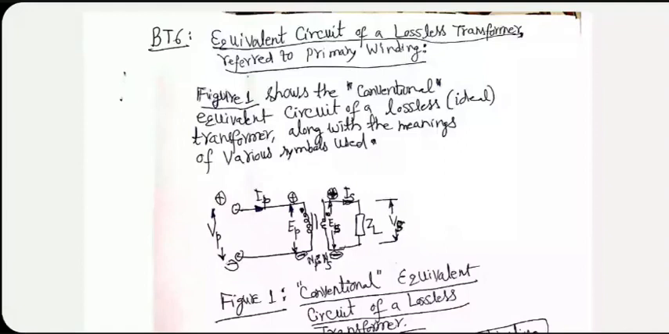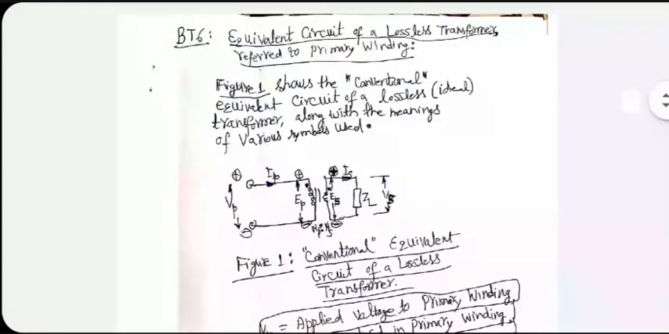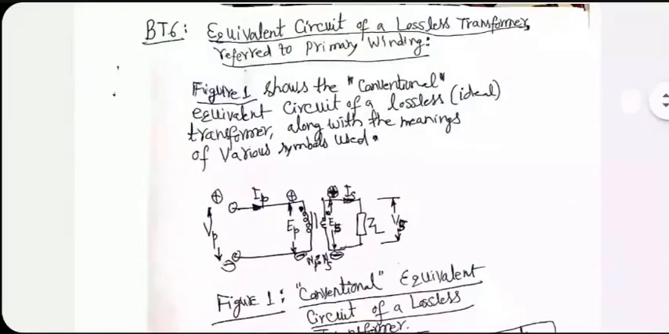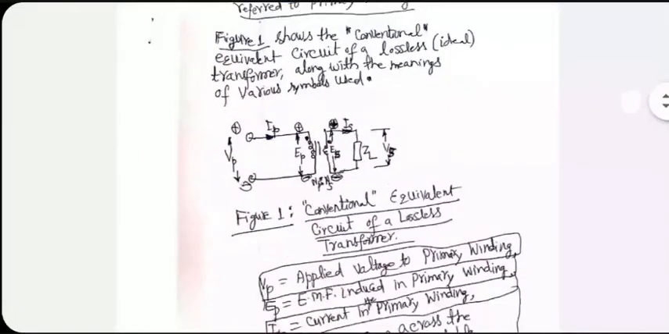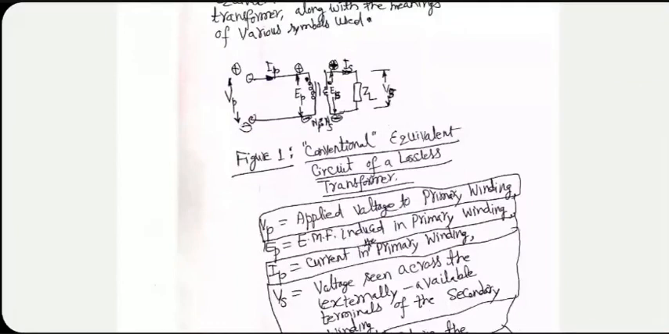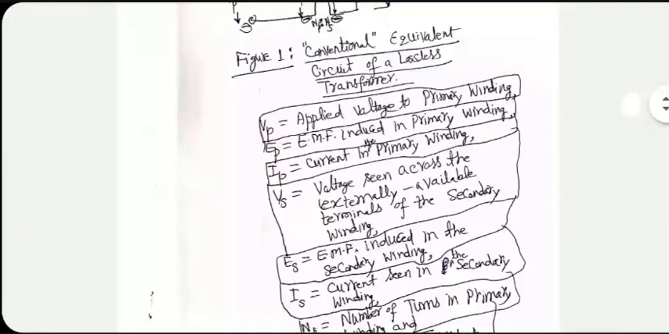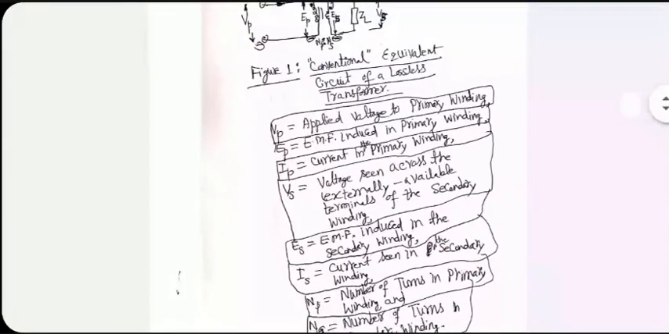The load is assumed to be a complex value in general. The turns ratio is NP divided by NS, where NP and NS are the number of turns in primary and secondary. So for the sake of completeness, I have given explanations for all these symbols once again.